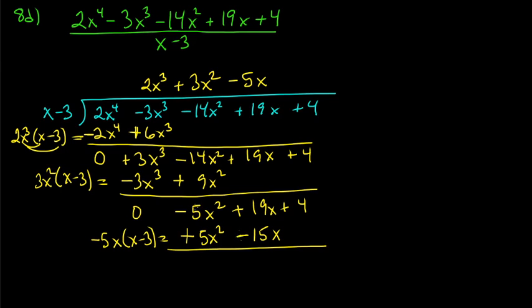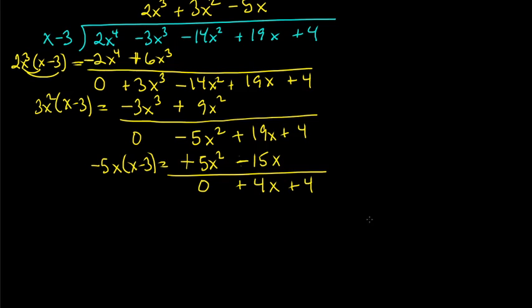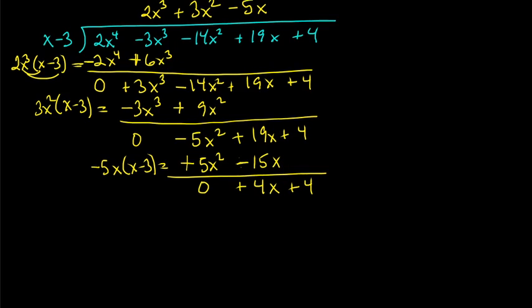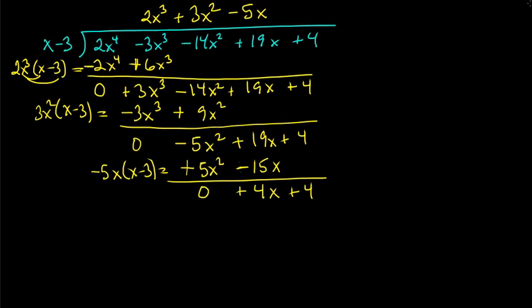And now we just add, right? Negative 5 plus 5 is 0. 19 plus negative 15, or 19 minus 15, is just 4. So 4x plus 4. All right, so now we're up to round 4, I guess. We divide 4x by x. So 4x divided by x is just 4. So take the 4, multiply by x minus 3, and you get 4x minus 12.